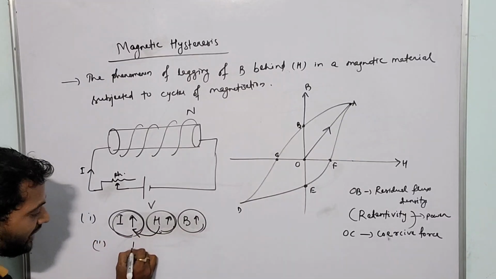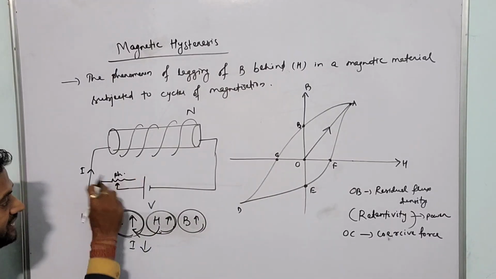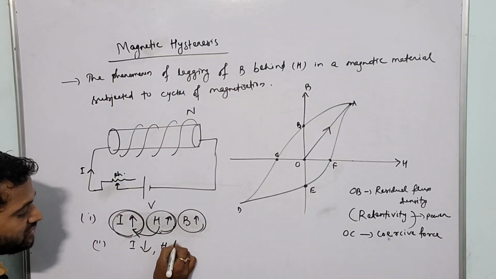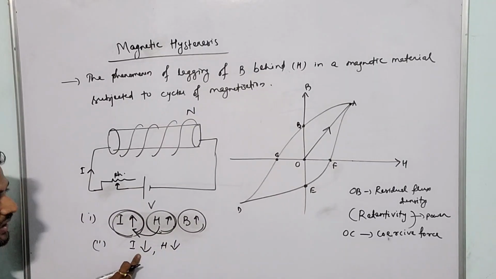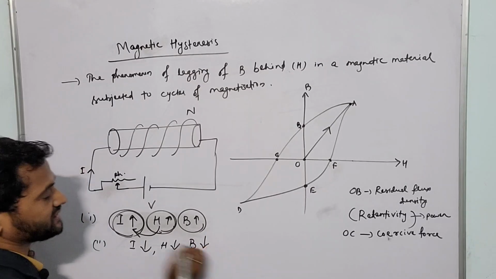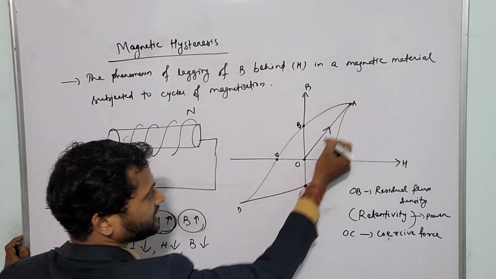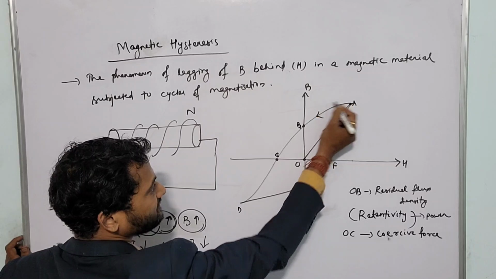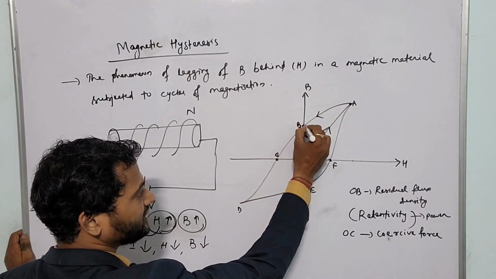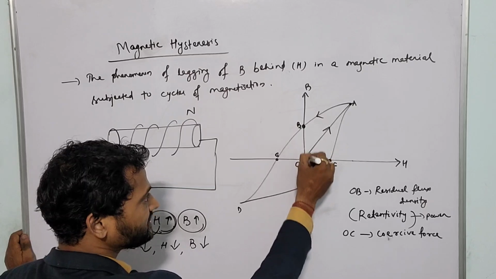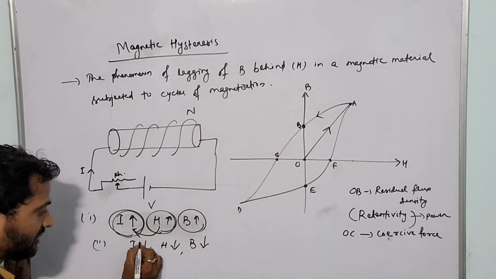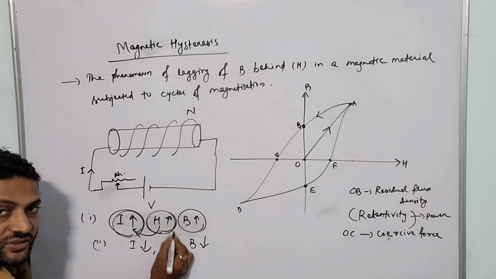Second point, then I have to decrease the value of current. If I decrease the value of current by changing the pointer of the rheostat, then obviously H will decrease because H is a function of I. H is the magnetizing force. Then B will also decrease, but B will not follow this path. B will follow this path. Understood? At this point, the magnetizing field intensity H is 0. If I decrease the value of current, H will decrease.